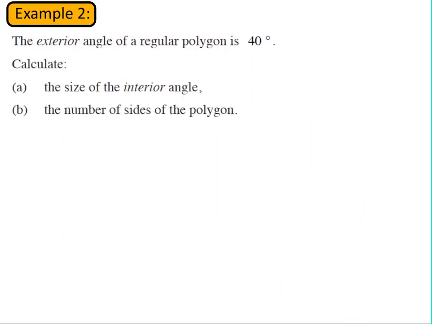Last question. If the exterior angle of a regular polygon is 40, let's work out the interior angles and the number of sides of the polygon. Right, okay, so we know that these exterior angles add up to 360. So it makes sense if we do 360 and we divide it by that angle 40 degrees, we're going to come up with the number of sides of the polygon. So 360 divided by 40 is going to be 9.